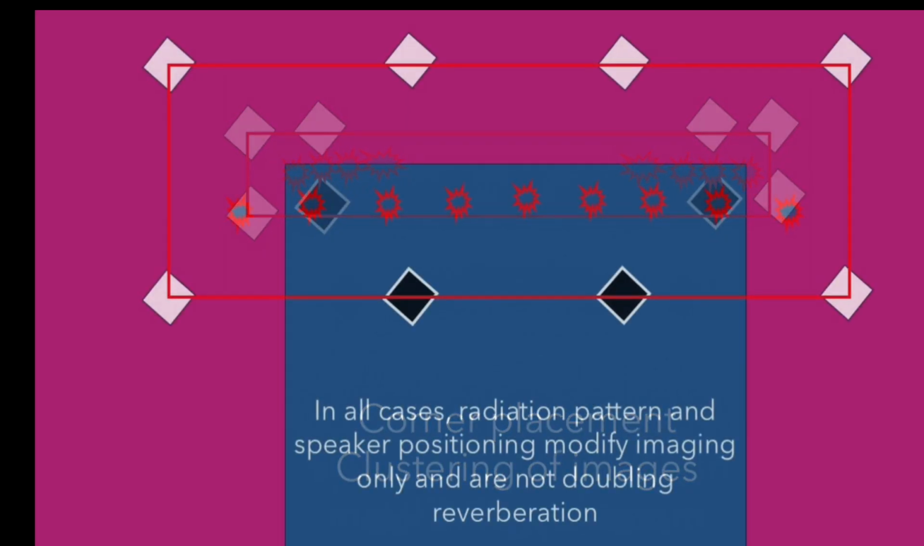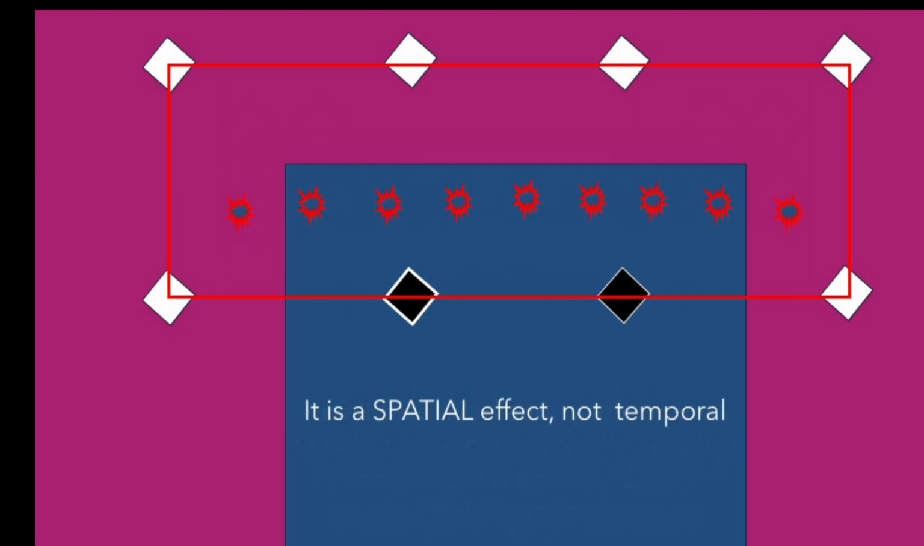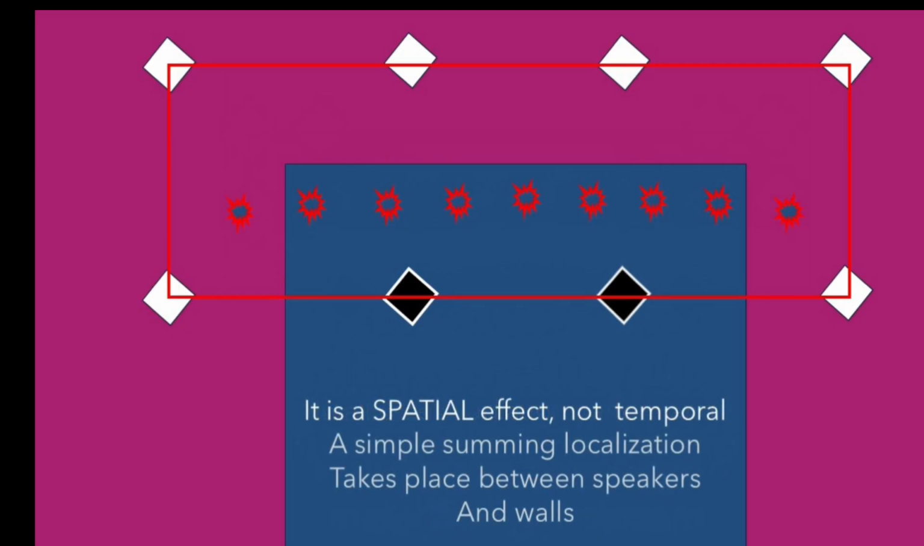near the corners. In all cases, radiation pattern and speaker positioning modify imaging only and are not doubling reverberation. You're not hearing some additional echo that was not recorded. All that you are changing is the spatial response of the speakers in your room. You can think of it as a summing localization, kind of like the phantom imaging that you get between any two speakers, only this is between the speakers and the walls around them.